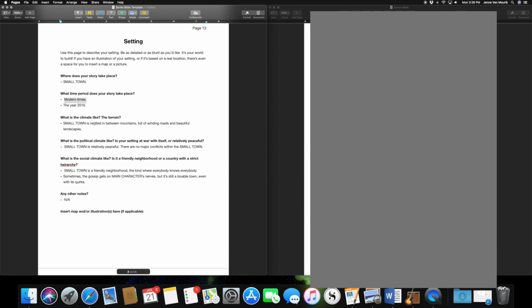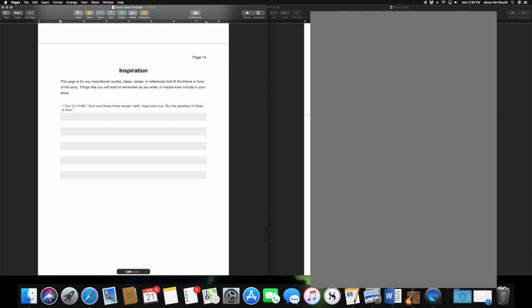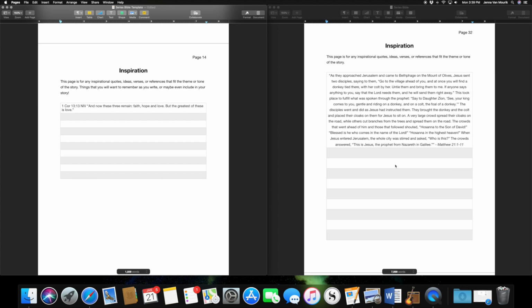But if you're basing this just on the town you live in, you might not need to be as detailed. It's really up to you. So then we have the inspiration page, and the inspiration page is really subjective, but I think this is what really differentiates my series Bible from other series Bibles: my series Bible is a series Bible for Christian fiction and inspirational fiction, in that I include a lot of Bible verses and references in my story.